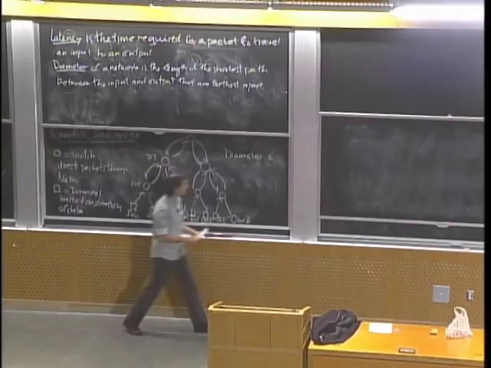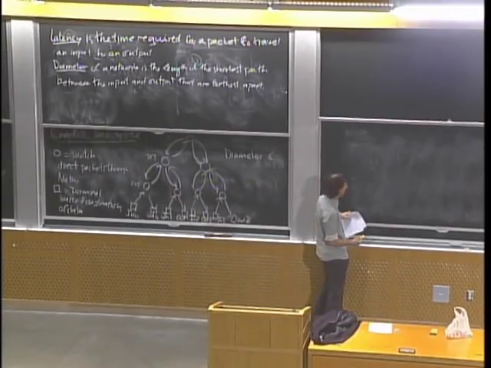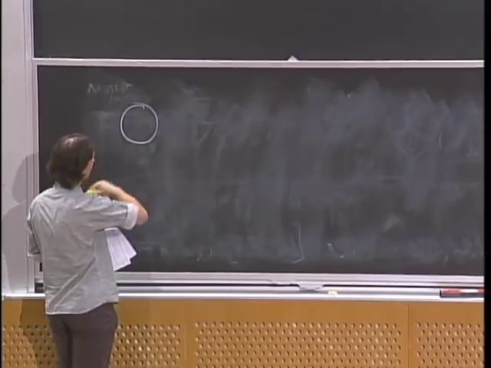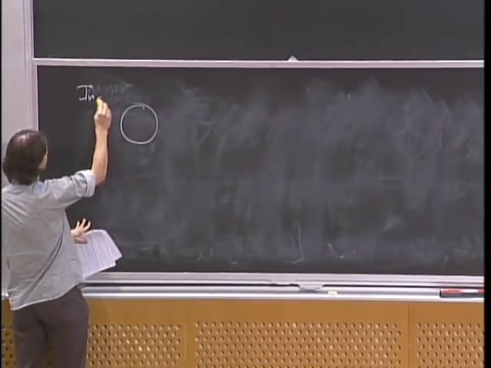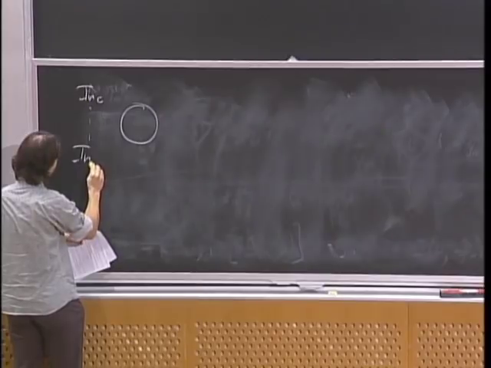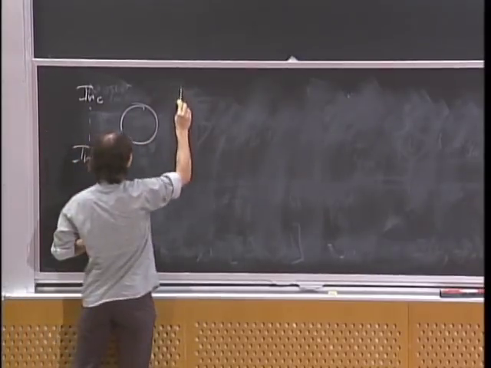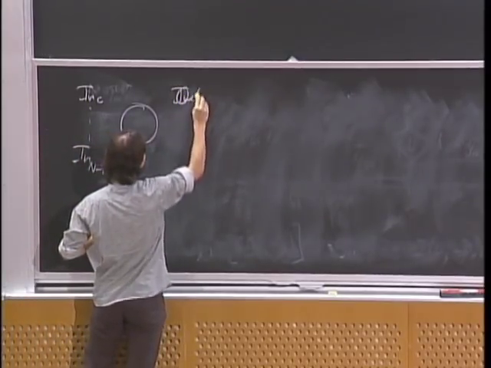So what about having a monster switch? Like I have just 1 switch and I have my input 0 all the way up to input n minus 1. And then I have my outputs on the other side.